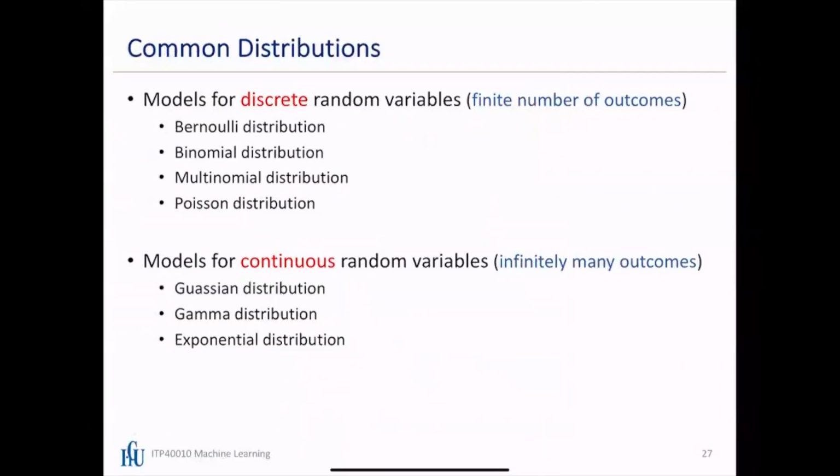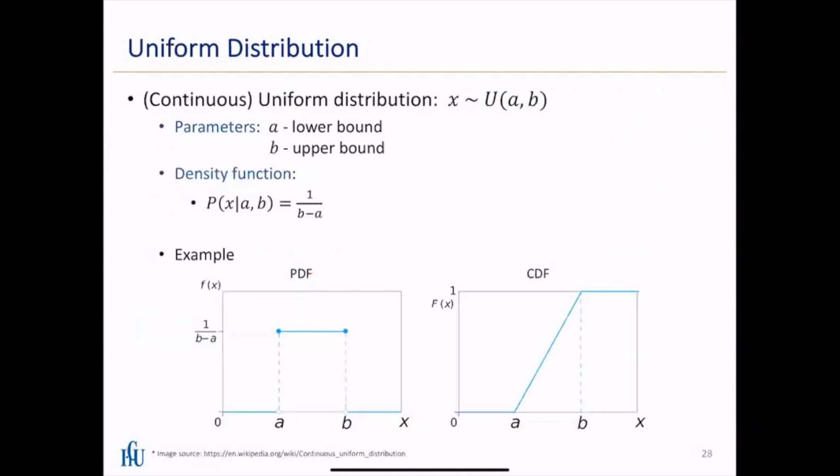Let's move on to continuous random variable models. For this, we are going to talk about three different models: Gaussian, gamma, and exponential, but we will mostly focus on Gaussian distribution. Before we get started, there's a hidden member.